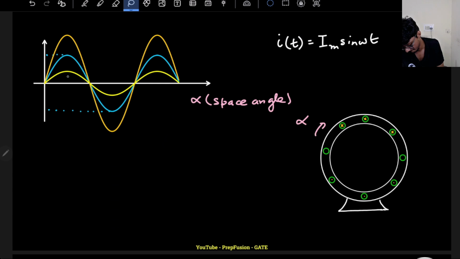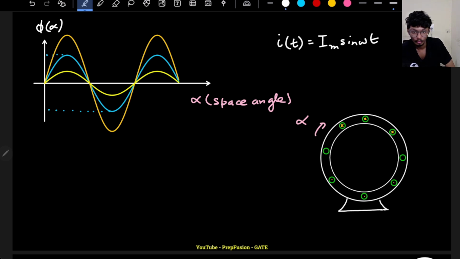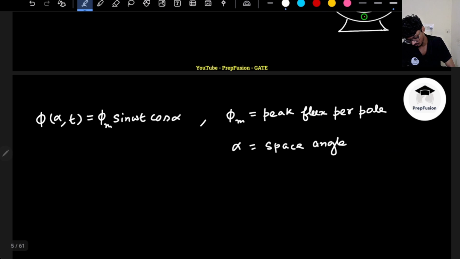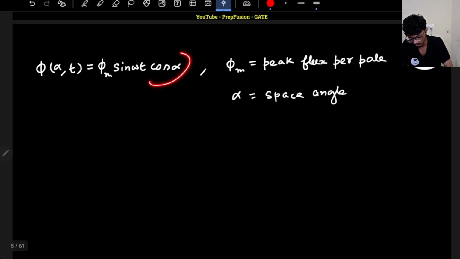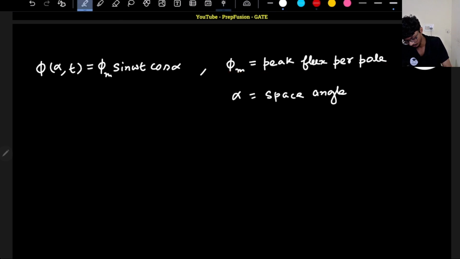Okay, so your flux phi of alpha will be pulsating in nature. So what is the value of phi of alpha comma t? That is already written over here. It is phi m sin omega t cos alpha. Phi m is the peak value, peak flux per pole. Remember, it is always per pole. Don't forget this. Flux is always with respect to per pole. Here I was comparing only a single pole.